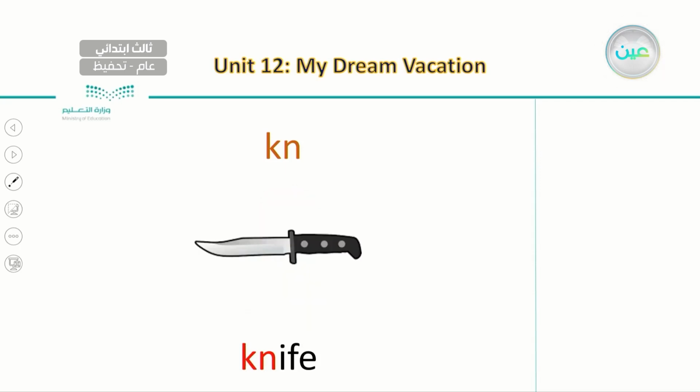And then the other word, which is knife. Say after me, knife. It is important that you know, yes, we do write the letter K, but we don't pronounce it. We only write it.